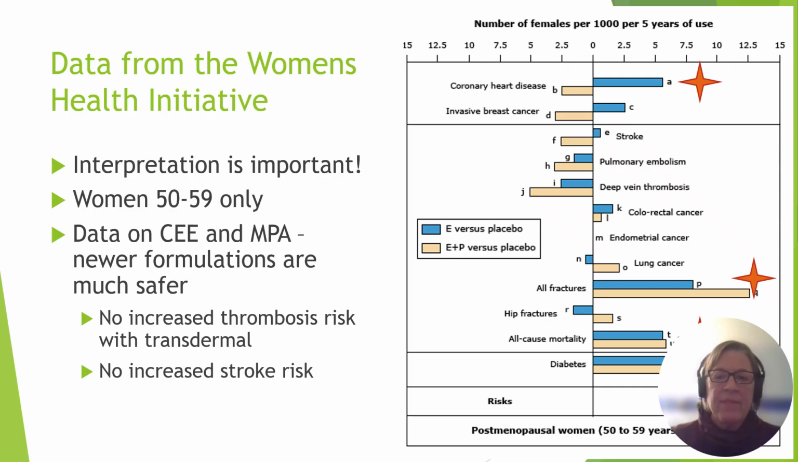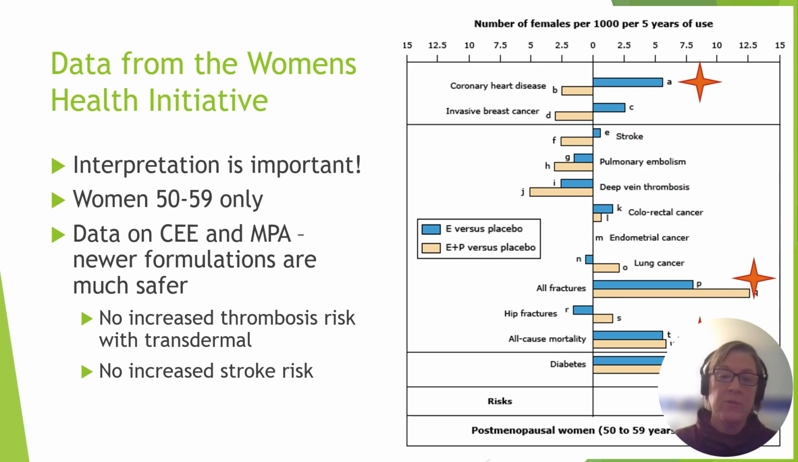I want to show a little bit of this data from the Women's Health Initiative because interpretation is important. A lot of the risks that were published from this study were really overblown, and the study used women from age 50 to, I believe, 89 was the oldest woman. So they were initiating hormone therapy in a population that we would not typically be initiating it in. The data was based on using conjugated equine estrogens and medroxyprogesterone acetate, which are formulations that are really rarely used these days. The newer formulations are much safer.